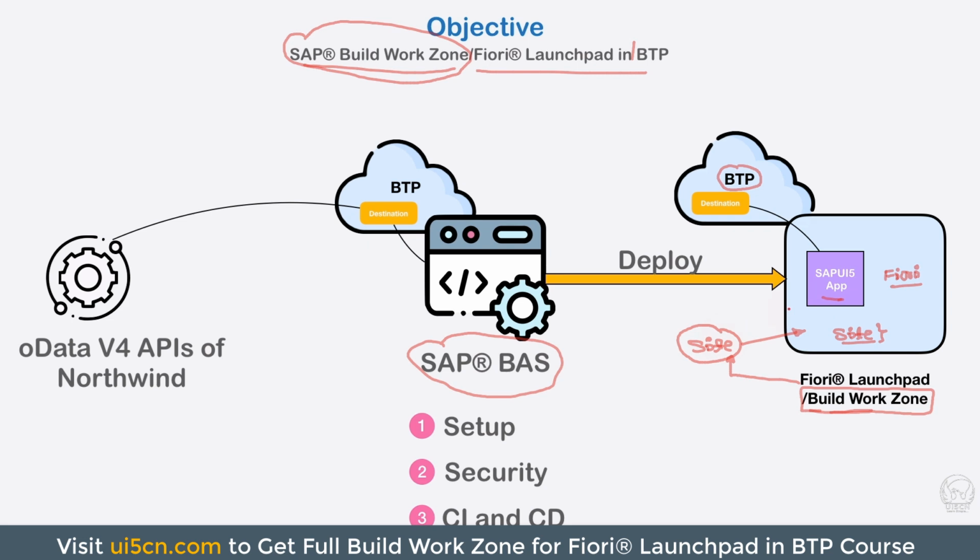Once we are able to put a blank application just to set up the Build Work Zone, then we'll see how you can create a Northwind. And this time we are going to use Northwind version 4 of OData. We'll create a destination out of this Northwind, and we will try to connect our SAP UI5 application in SAP BAS to this destination. And this is going to be version 4 of OData.